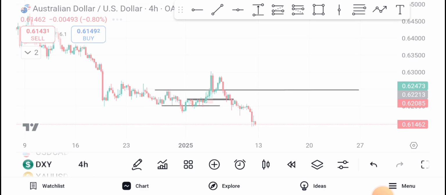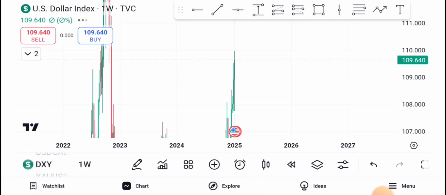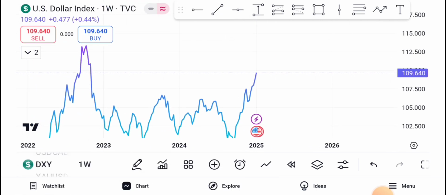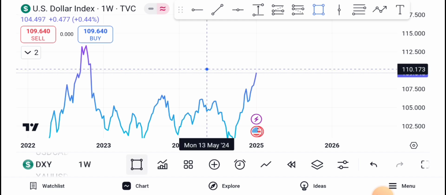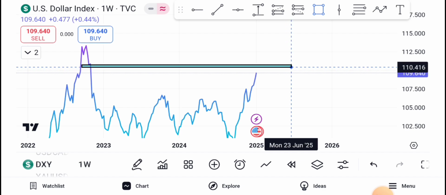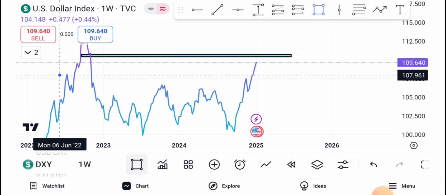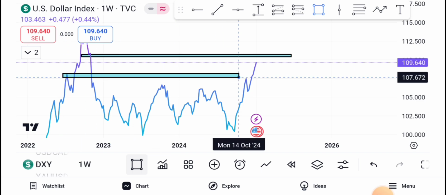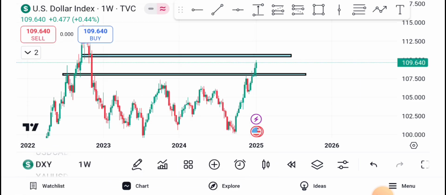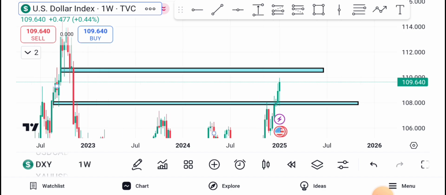Okay, so let's use the DXY. What do I do? Come to the weekly time frame and then go to my line chart. On the weekly time frame, what am I seeing? This zone here. The price is currently moving there. And then what? We also have this zone here. Remember, there's no need to draw too many zones, just where price is at the moment, and then where price is headed.